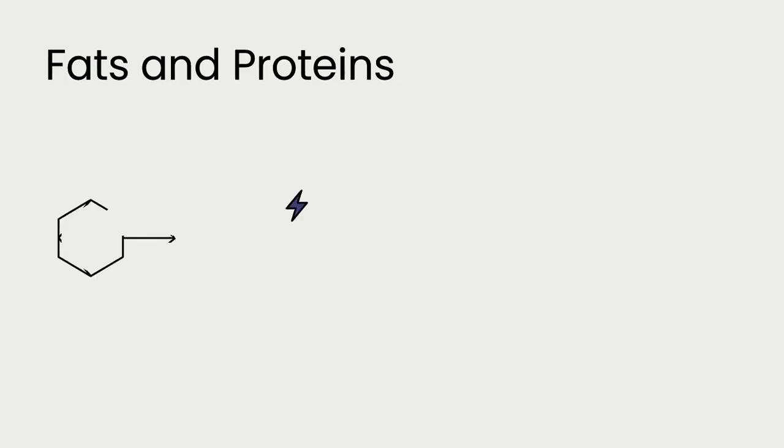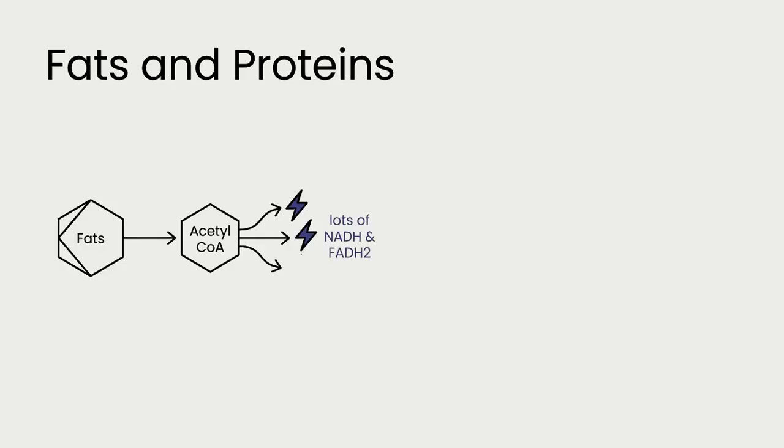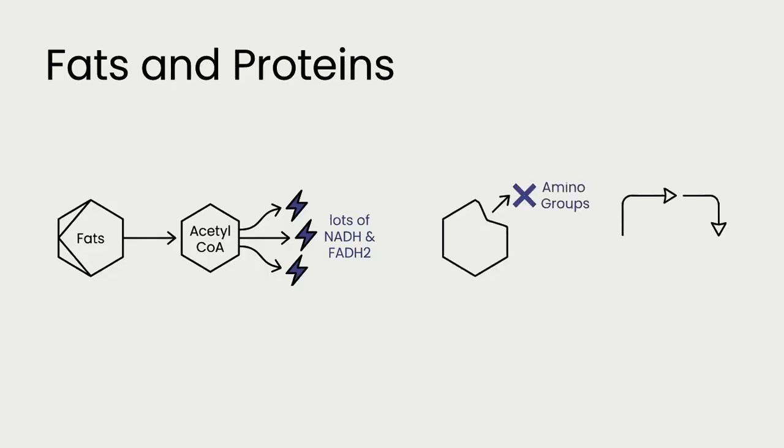Fatty acids are broken into acetyl-CoA and produce lots of NADH and FADH2, which is why fats yield more energy per gram than sugars. Proteins can be used too, but only after their amino groups are removed and their carbon skeletons enter the same pathways as glucose.